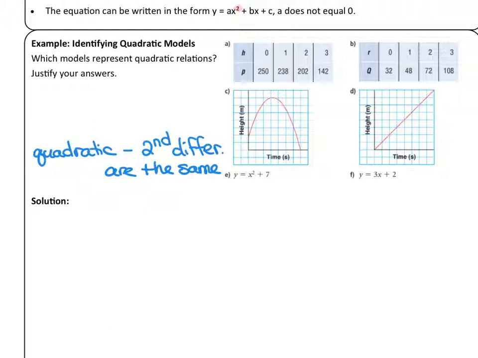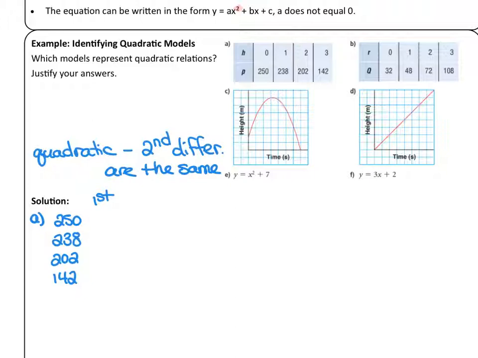So let's look at A, and again, you just have to do it on those numbers that you would put on the vertical axis. So I'm not going to deal with the H's in this case. I'm going to do the P value. So we have 250, 238, 202, and 142. So let's find the first differences. And just looking at them, I can kind of tell they're not the same. So the first differences are not going to be the same.